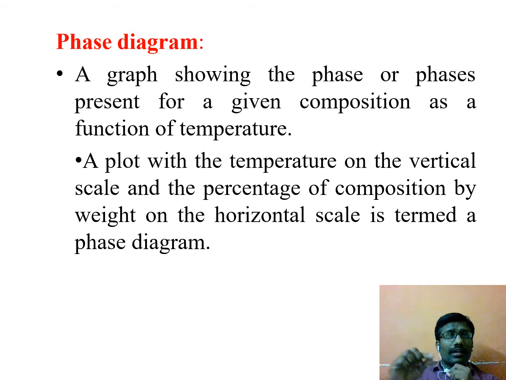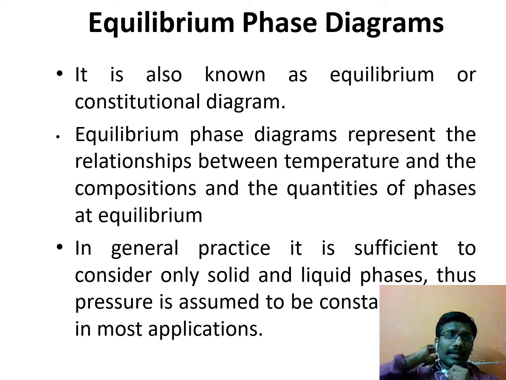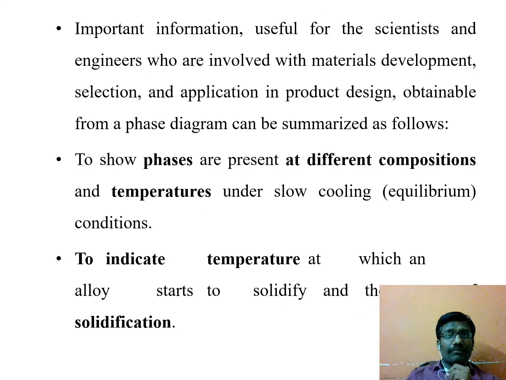So now we can draw the phase diagram. So this is called a phase diagram. Equilibrium phase diagrams: equilibrium means slow cooling and slow heating. We can also call these constitutional diagrams. Here it represents the relationship between the temperature, the composition and the quantity of the phases at equilibrium. So this is called the equilibrium phase diagram.